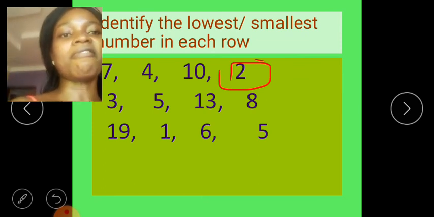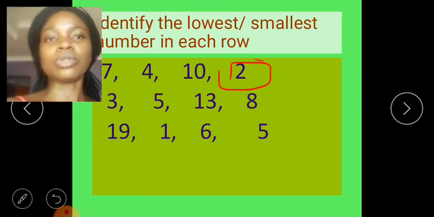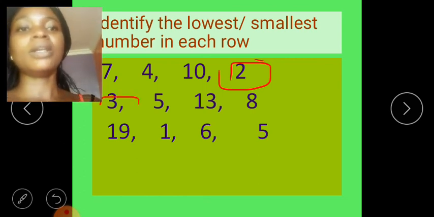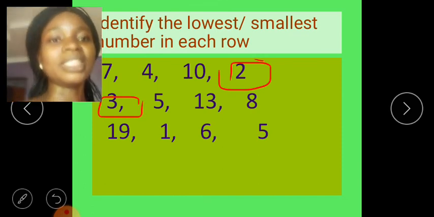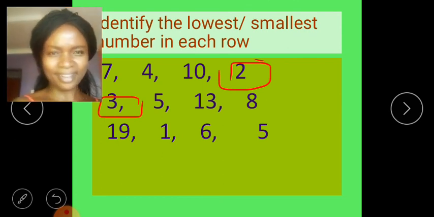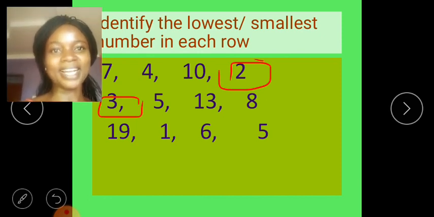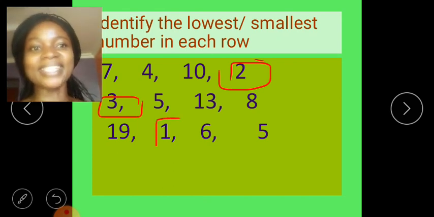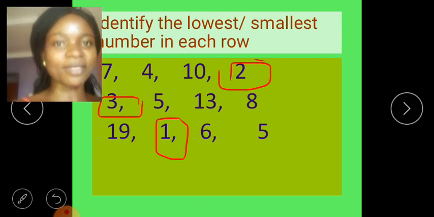We have 3, 5, 13, 8. Let's count. 1, we don't have 1 there. 2, we don't have 2. 3, oh, 3 is the lowest in this row. Now we go to the last row. We have 19, 1, 6, 5. Can you guess the smallest number here? All right, let's count our numbers. What's the least number? 1. Wow, it's amazing. So 1 is the smallest, the least, and the lowest number here.